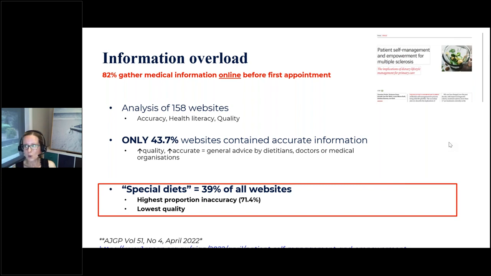The stronger quality, or the higher quality, was definitely seen in relation to the advice that was given by dietitians, thankfully, by doctors, as in general practitioners, and by medical organisations. But that was generally speaking, and like I said before, not all the time was it that a doctor was providing accurate information on these websites. And it's a scary place to be, because in terms of that, we then also had nearly 40% of the websites actually recommending a special diet.